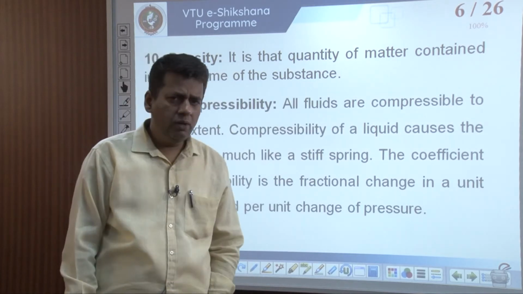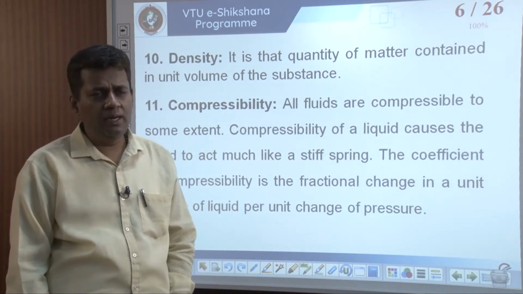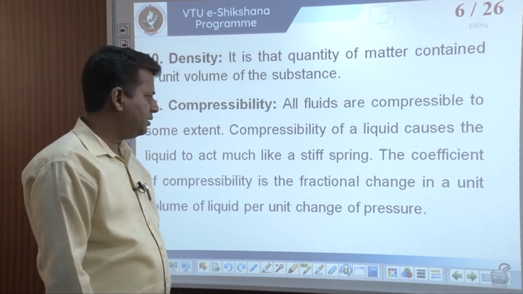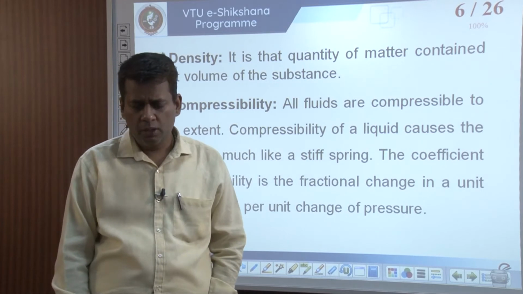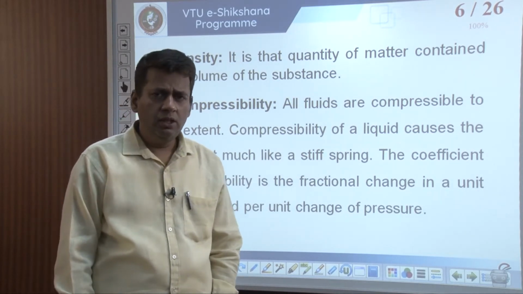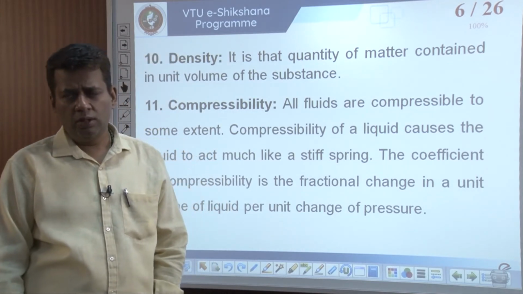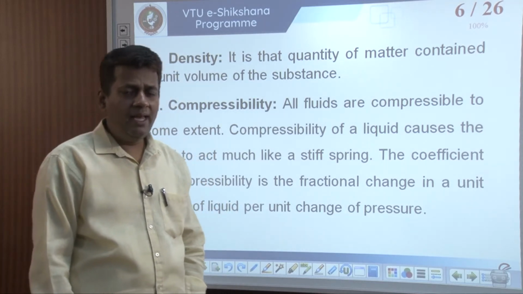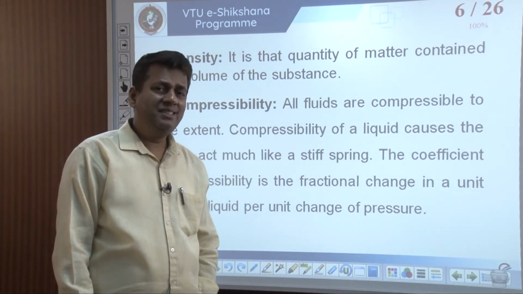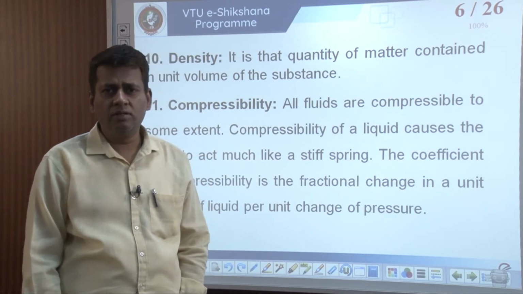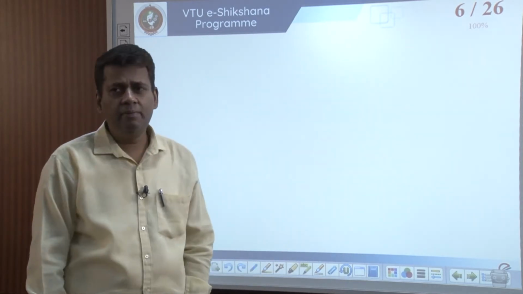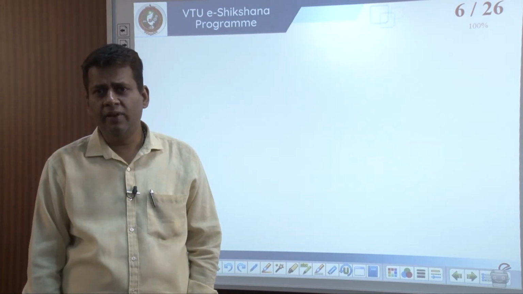Compressibility. So, we know that all fluids are compressible when subjected to force. So, the liquid acts like a spring. It provides cushion to the external force. So, the load bearing capacity of any application depends directly on the hydraulic fluid. It in turn depends upon the viscosity, and it is affected by pressure and temperature variations.